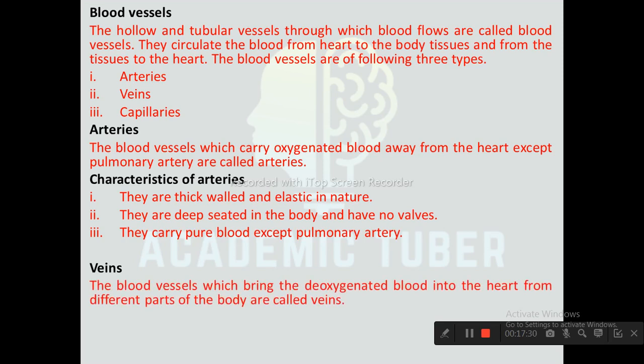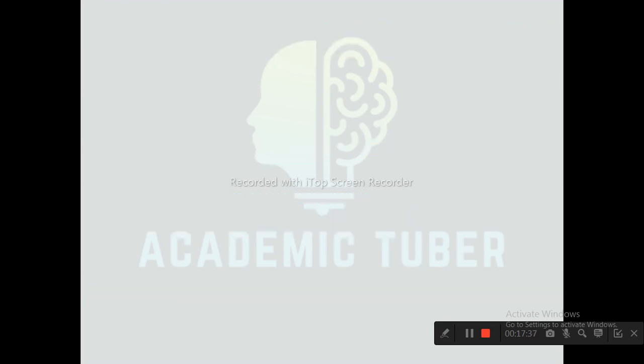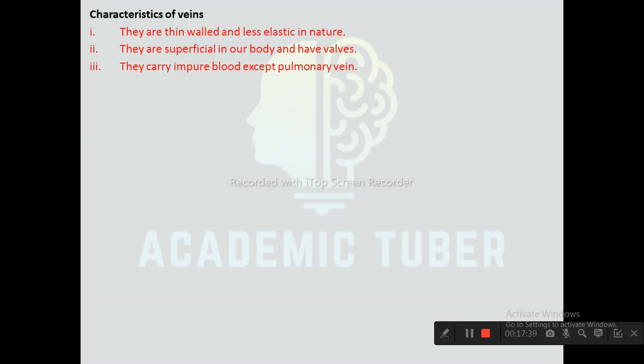Next one is veins. The blood vessels which bring the deoxygenated blood into the heart from different parts of the body are called veins. Some of the characteristics of veins are: they are thin-walled and less elastic in nature. They are superficial in our body and have valves. They carry impure blood except the pulmonary vein which carries pure blood.